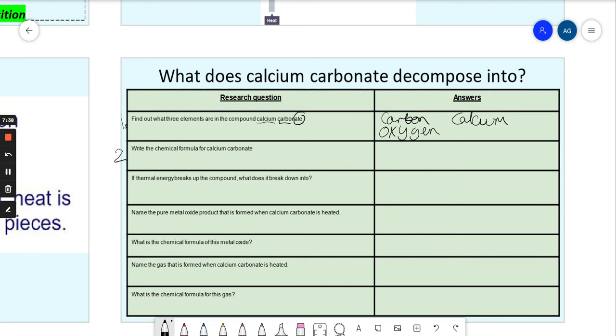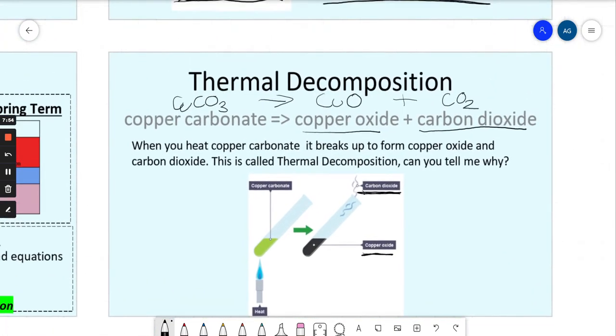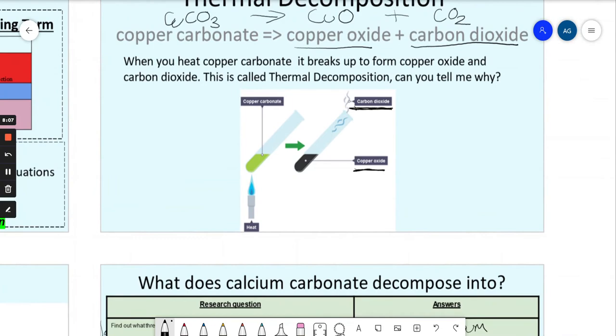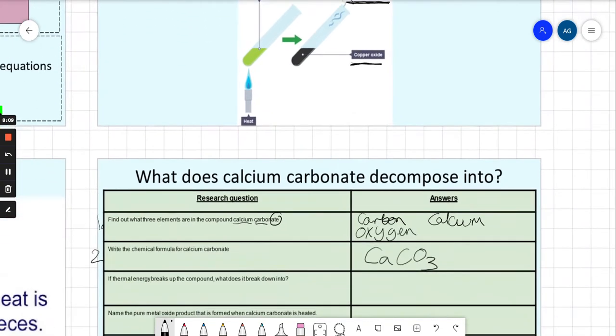What is the chemical formula for calcium carbonate? Well, it's CaCO3. So if we look back to our copper carbonate thermal decomposition, you can see it is CuCO3. So with calcium carbonate, we replace the Cu for copper for the Ca for calcium.